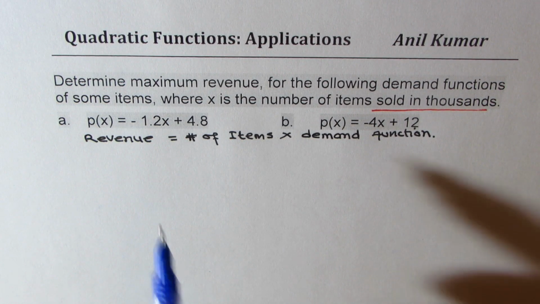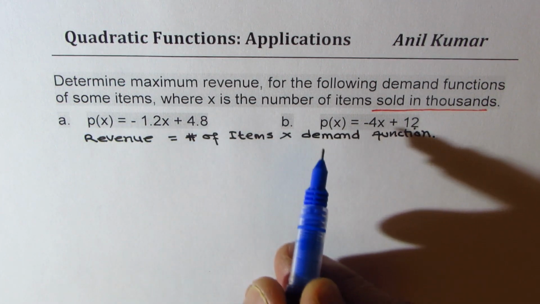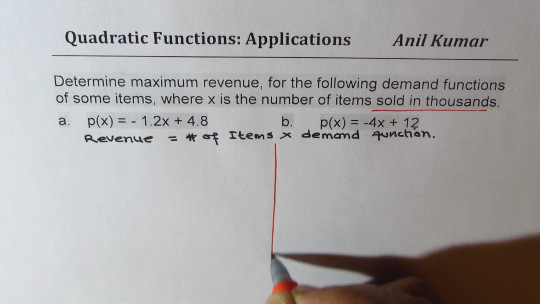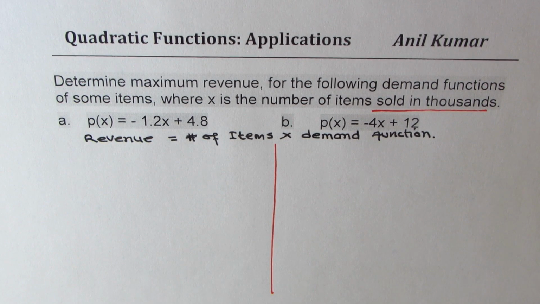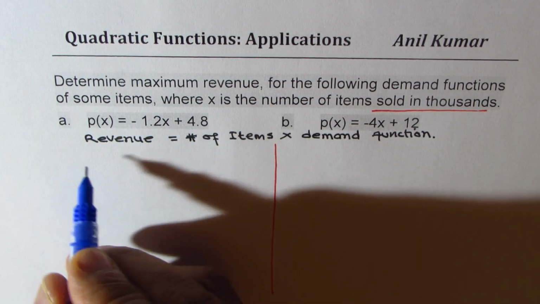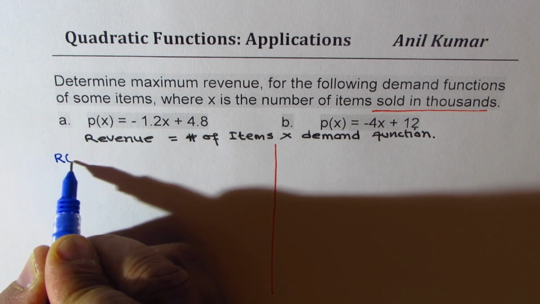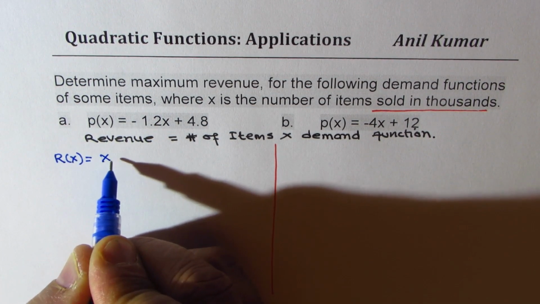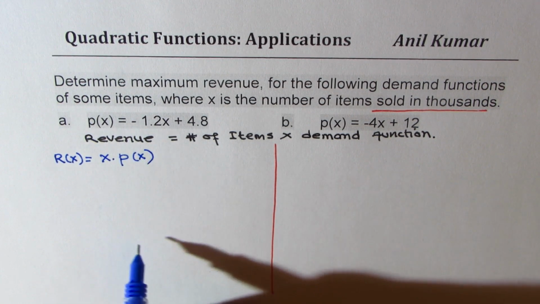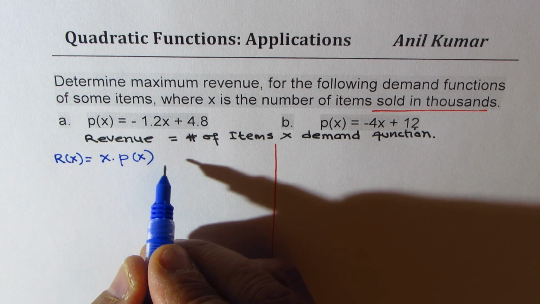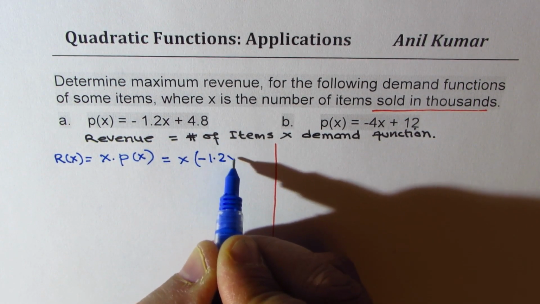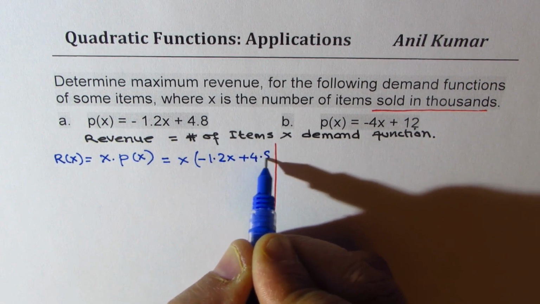Now let's first find the revenue function for both of these. We'll do them one by one. There are two examples. First one, the demand function is given to us as minus 1.2x plus 4.8. To get the revenue function, R of x, we'll multiply the demand function by x, right? So we'll get x times p of x, which is going to be equal to x times minus 1.2x plus 4.8, correct?